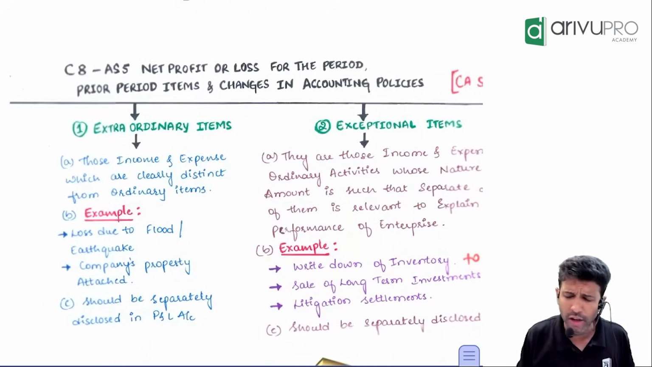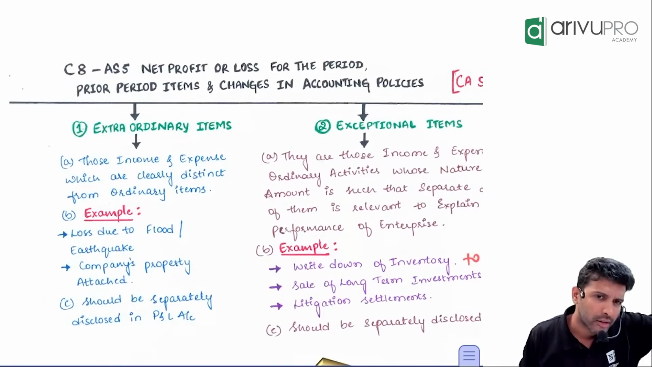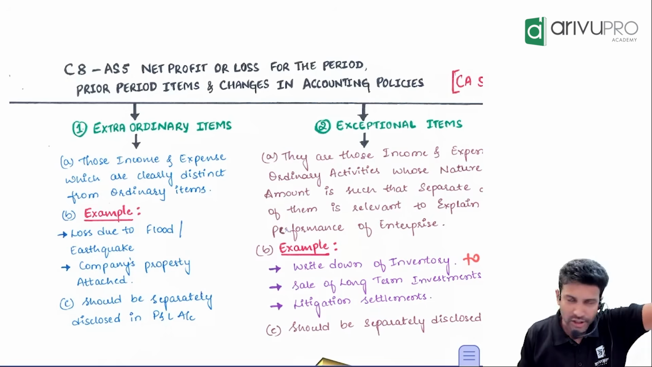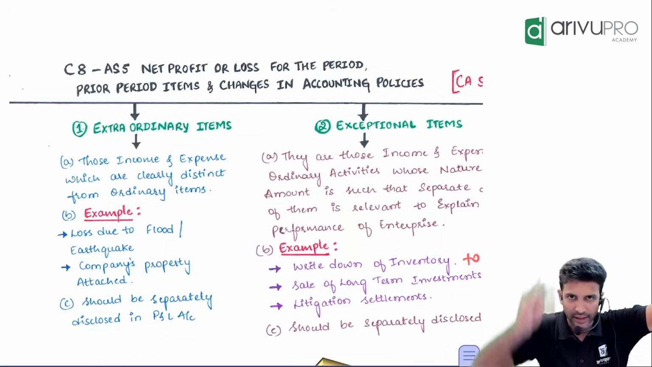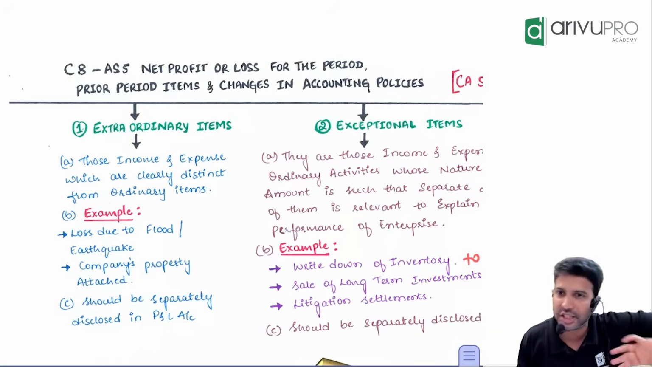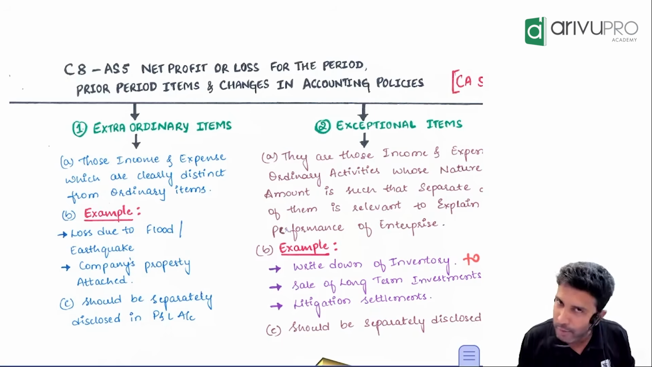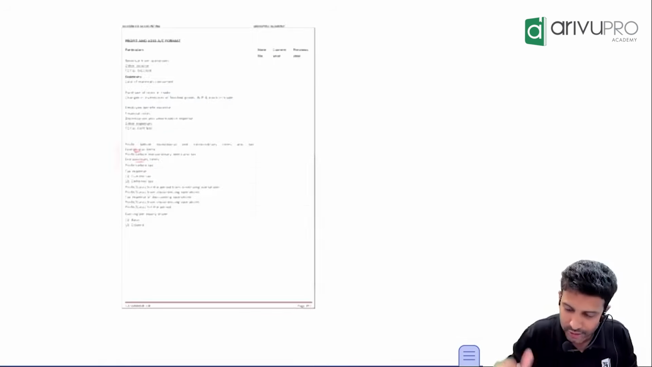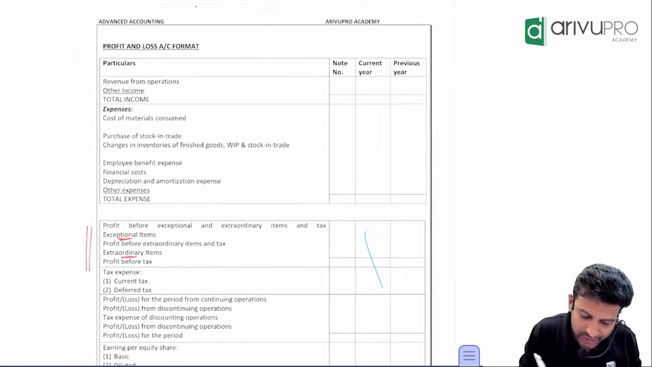In fact, what is the order of P&L according to you? You tell me, the P&L format. Revenue from operations, other income, total. Then cost of material consumed, purchase of stock in trade, changes in inventory, employee benefit expense, finance cost, depreciation and amortization, other expense. Then profit before tax, less tax, profit after tax. You left out a few things. The actual format is this.